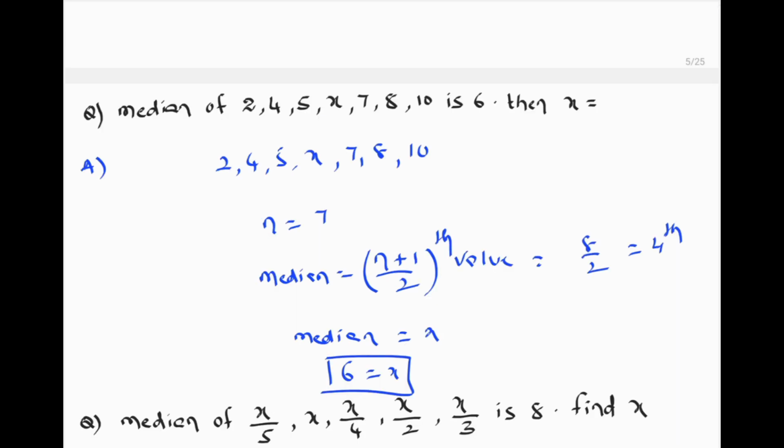Here the terms are already in the given order. They are in the proper order: 2, 4, 5, median already given as 6, 7, 8, 10. There is no need to write anything here, in either increasing or decreasing order. It is given in the proper order.